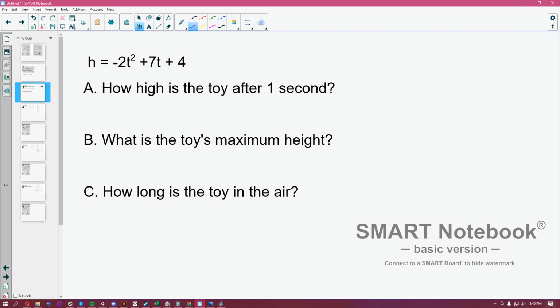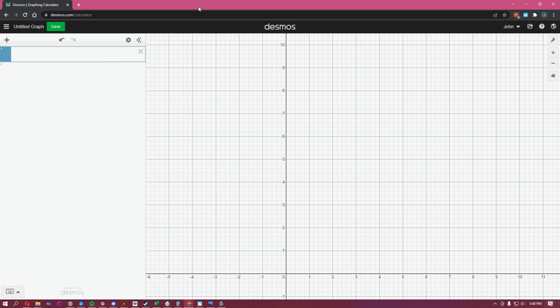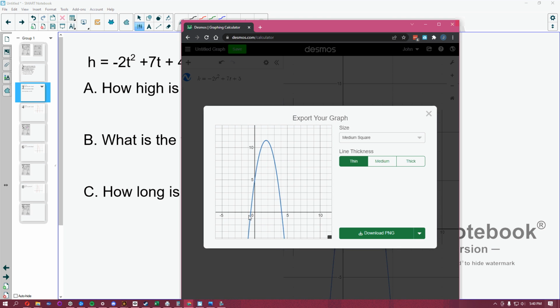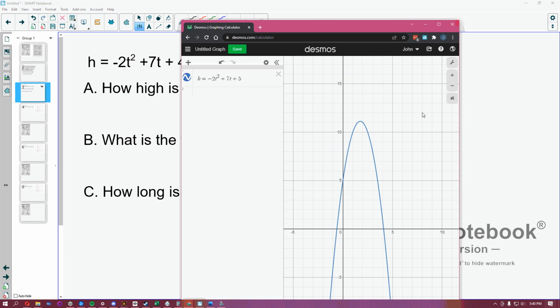The first step is we're going to graph our equation in the Desmos graphing calculator. So if we go to Desmos, we open up the graphing calculator, and then we type in h equals negative 2t squared plus 7t plus 4. We're going to get this graph. Okay, then we're going to go up here, export image, and we're going to take a copy of this image. Then you're going to put that in your Google Slides, and that's part of what you'll submit.